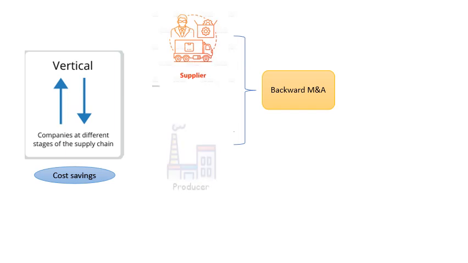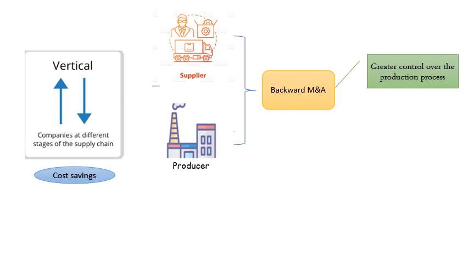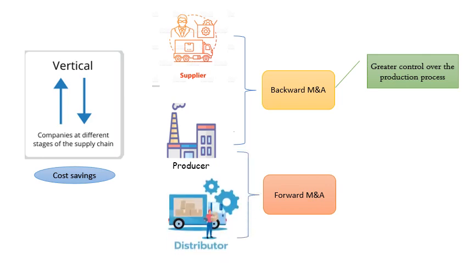Actually, the vertical transactions can be backward transactions between the supplier and the producer. Why? To achieve greater control over the production process. And also the vertical transactions can be forward transactions between the producer and the distributor or distributing company. Why? To achieve greater control over the distribution of goods.